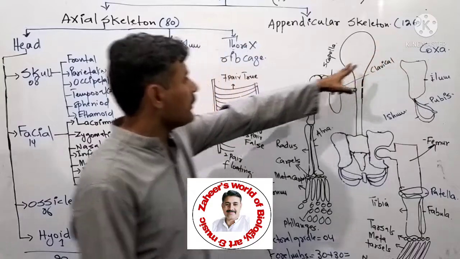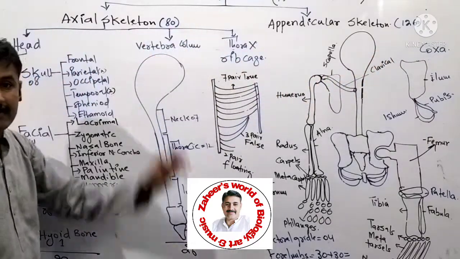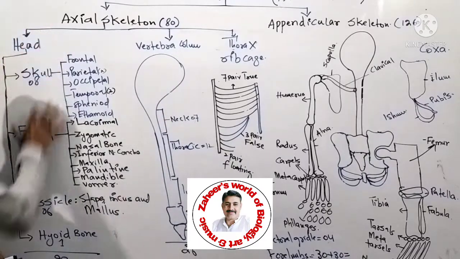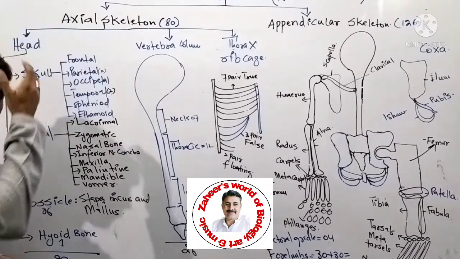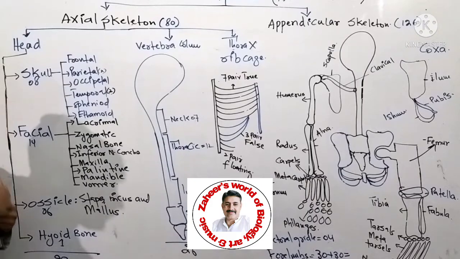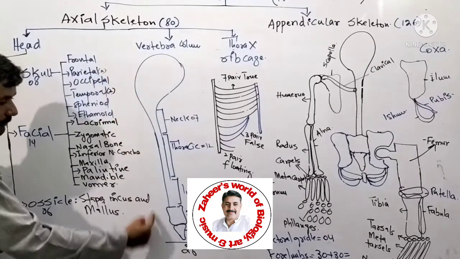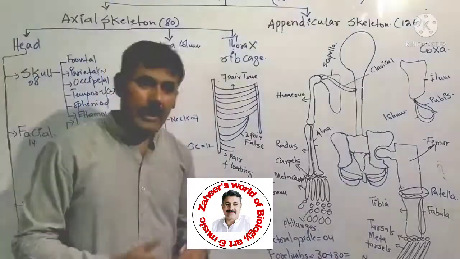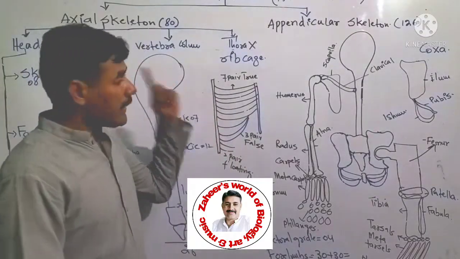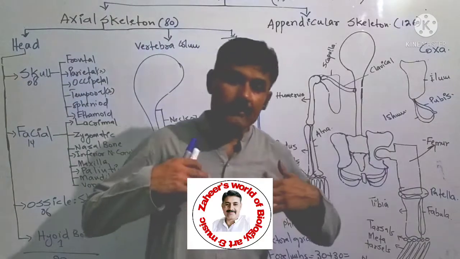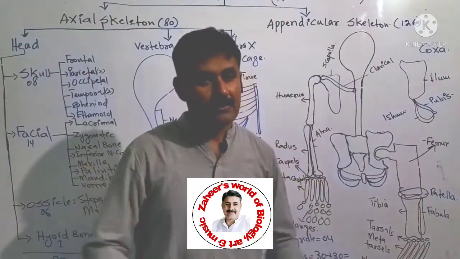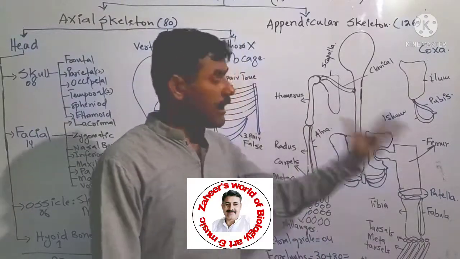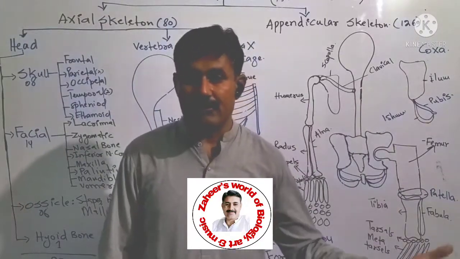And with these 126 bones, if you count 80 bones of the axial skeleton, that includes the head region, which includes the skull, facial bones, ossicles and hyoid bone, and it includes the vertebral column and the thoracic cavity, and that counts all 80 bones. That counts all 206 bones of the endoskeleton. This is just a single video explaining all 206 bones of the endoskeleton.